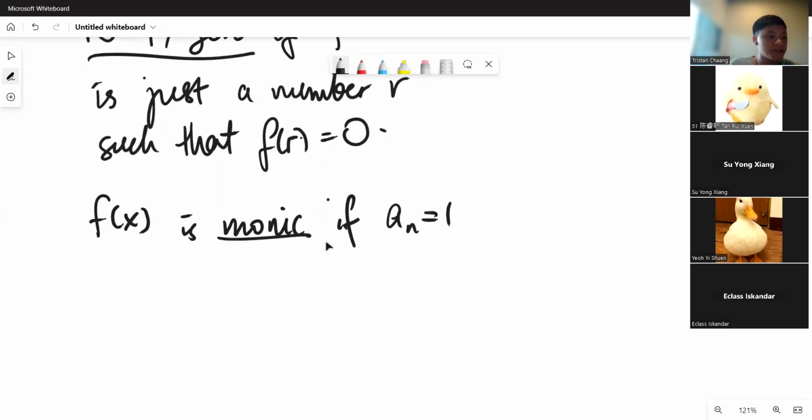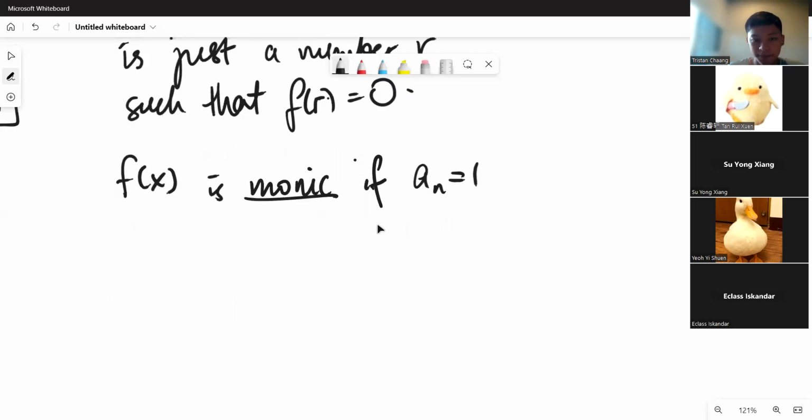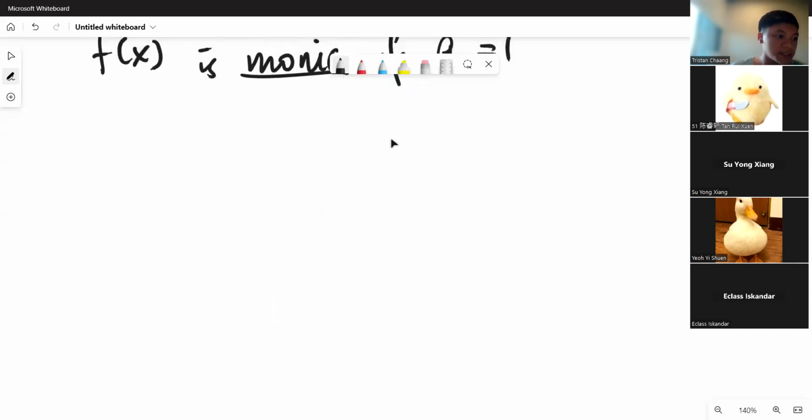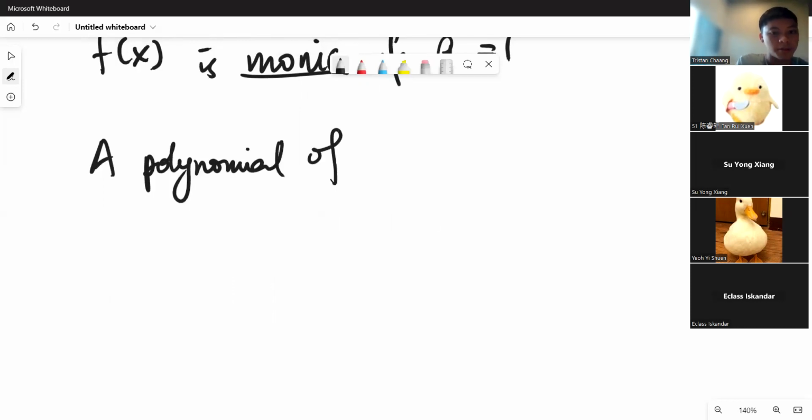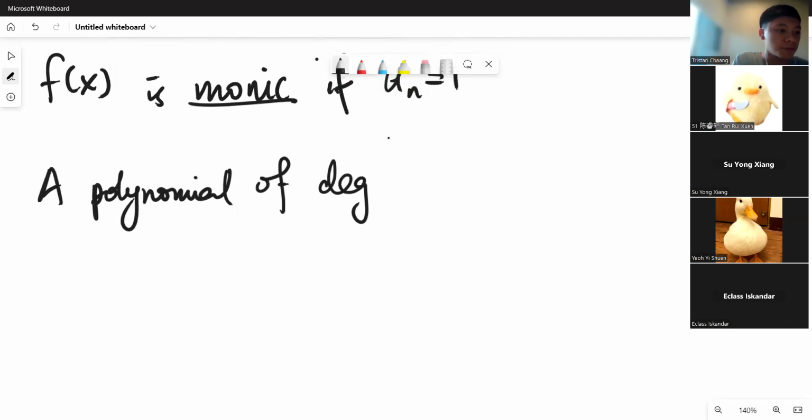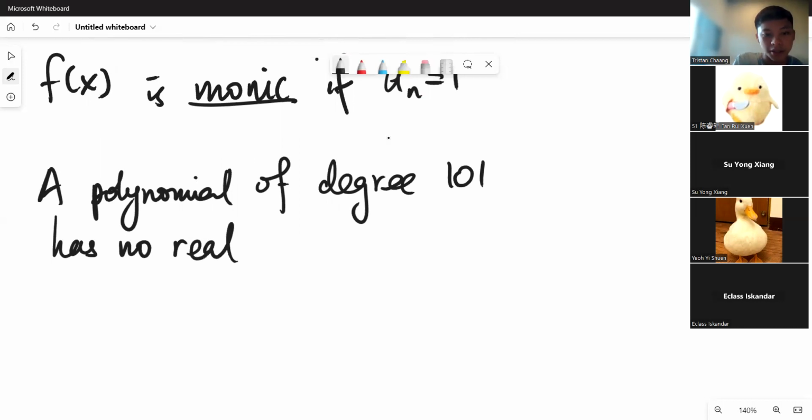Okay, so let's try the first few exercises. I'll skip the first exercise. That one's quite an easy one. So let's see. Is it possible that a polynomial of degree 101 has no real root? Is that possible?